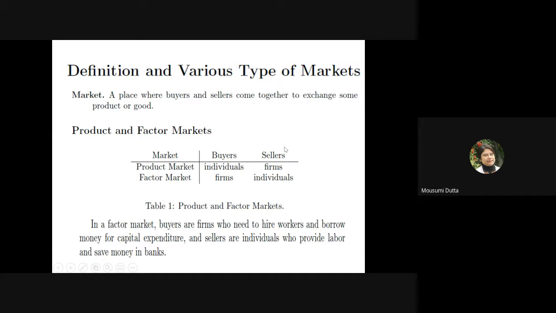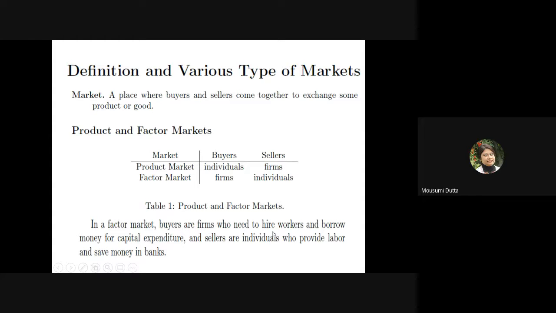And who are your suppliers then? Owner of the raw materials, or owner of the land. Okay, got it, I hope. Yes, ma'am. Now it's clear, ma'am.